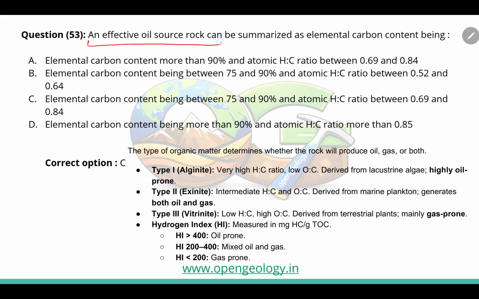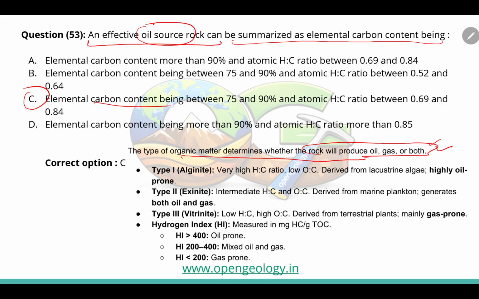Another question: an effective oil source rock can be summarized as elemental carbon content being... So the correct answer is C. There are different organic matters which dominate different types, like oil, gas, or both oil and gas. If we talk about the oil source rock, the carbon content must be between 75 to 90% and the hydrogen to carbon ratio must be between 0.69 and 0.84. How are these things calculated? These are calculated by a process known as Rock-Eval pyrolysis.